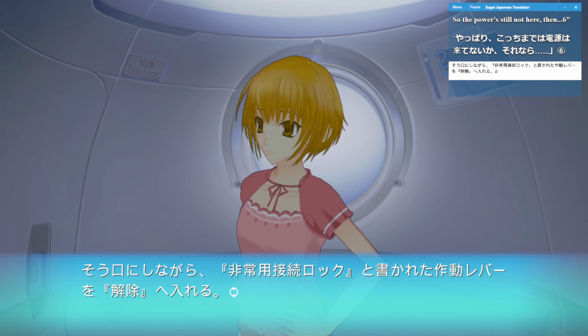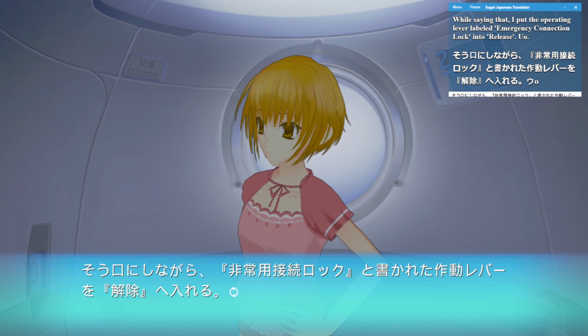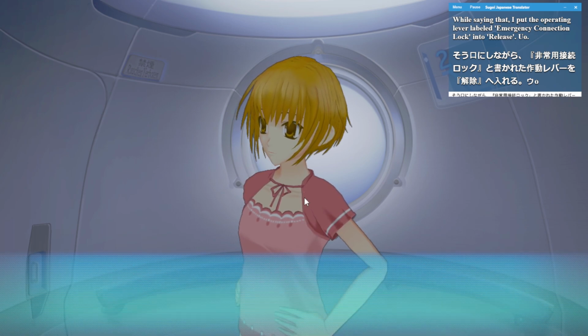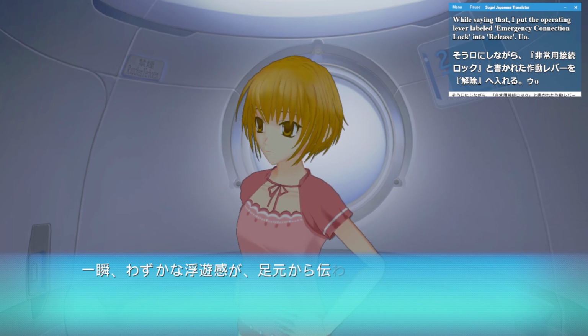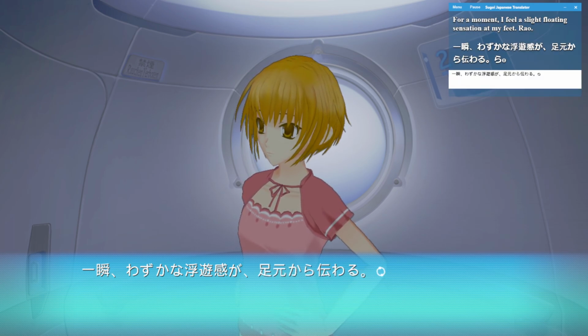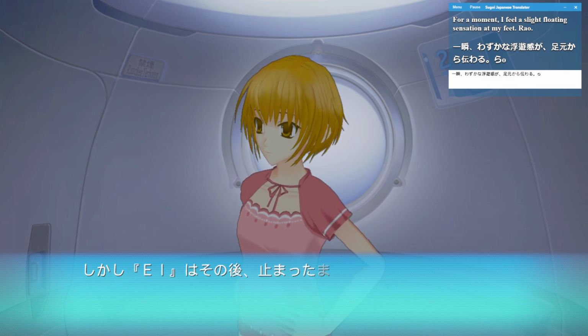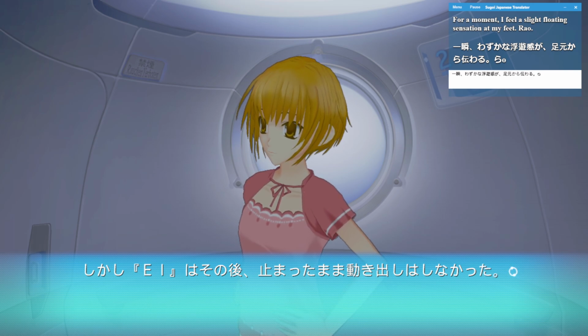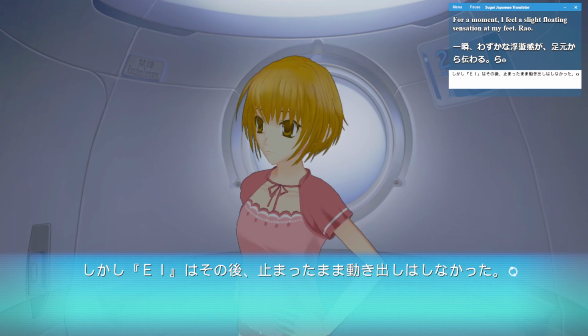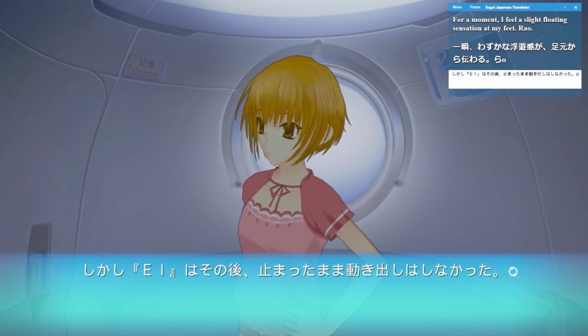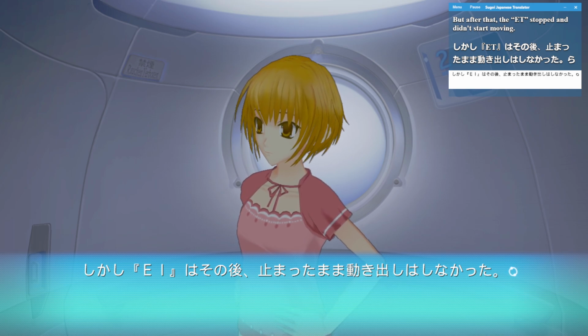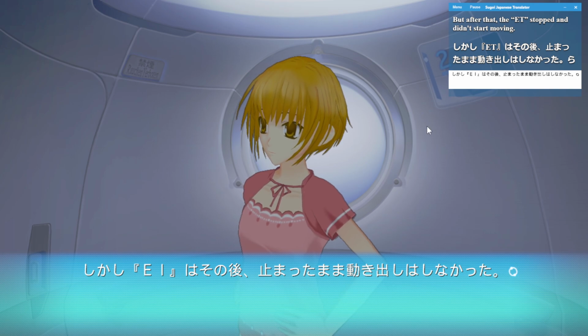We're going to have you flood the elevator? Well, saying that, she put the operating lever labeled emergency connection lock into release. For a moment, I feel a slight floating sensation at my feet. But after that, the elevator stopped and did not start moving.